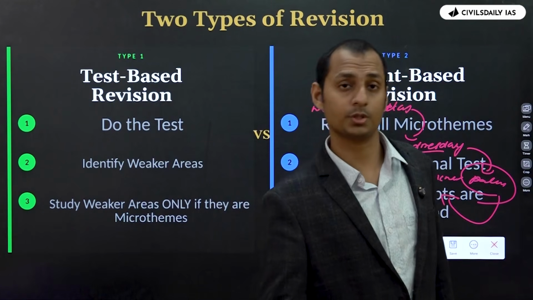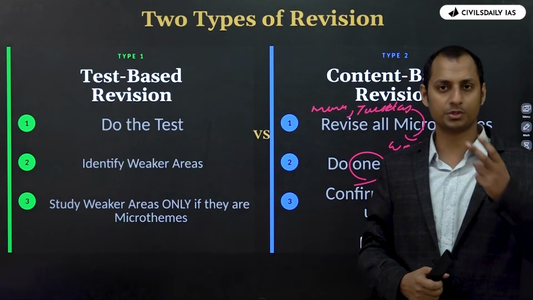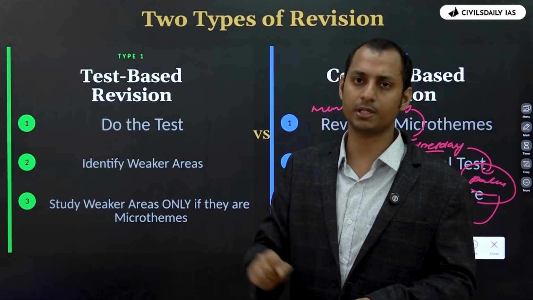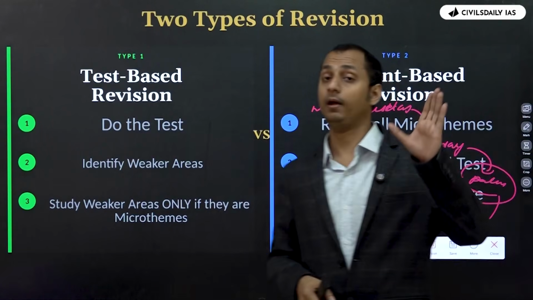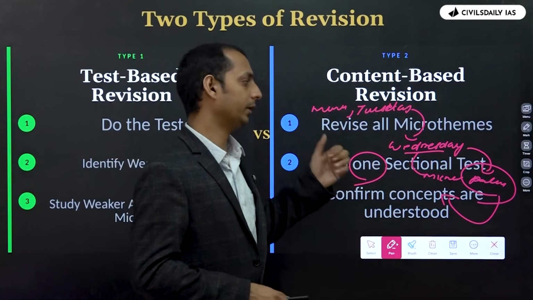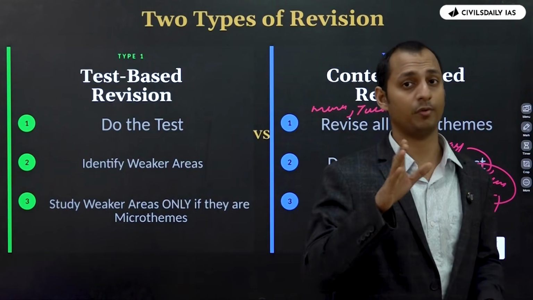Okay. So 2 methods. The one is the test-based revision approach, wherein you do close to 2 sectional tests. Do the same thing on the first day. Understand the micro themes that you are lacking. Focus more on that. And on the 3rd day, do it once again. The second approach, the content-based approach, you read everything once more. And on the 3rd day, you do a sectional test. You understand which micro themes you are lacking and you focus more on that.